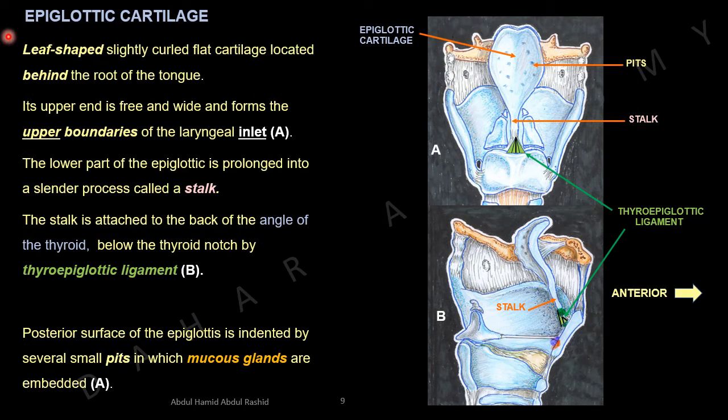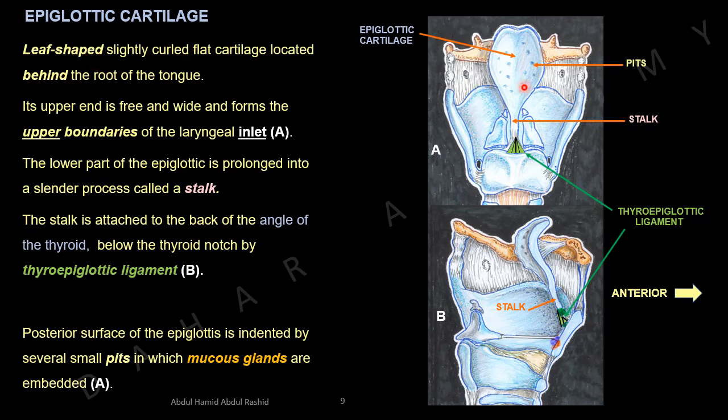Epiglottic cartilage. We are showing two diagrams here. Diagram A is the posterior view of the larynx. This is the epiglottis. These are the laminae of the thyroid cartilage. These are the arytenoid cartilages, and this is the lamina of the cricoid cartilage. Diagram B is the sagittal section of the larynx, showing the inner surface of the left wall of the larynx. This is anterior.